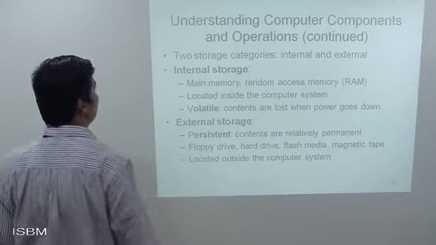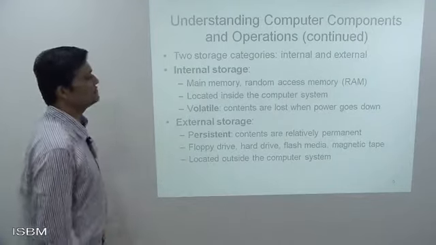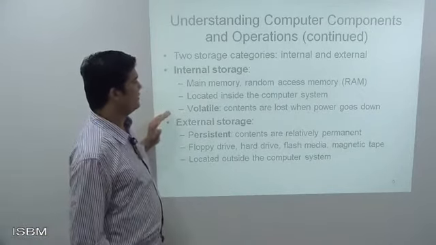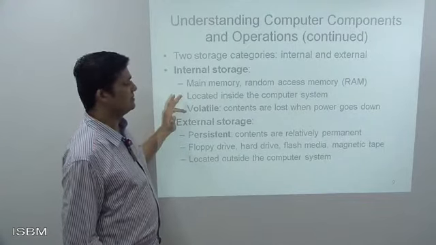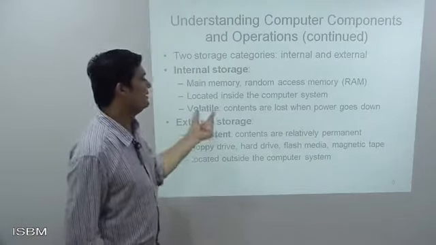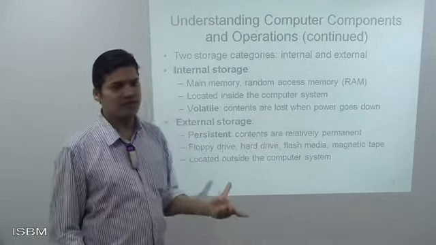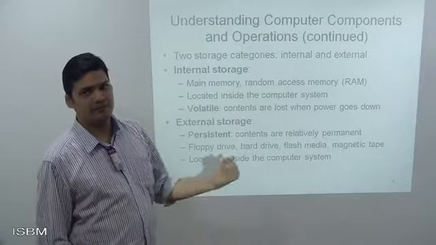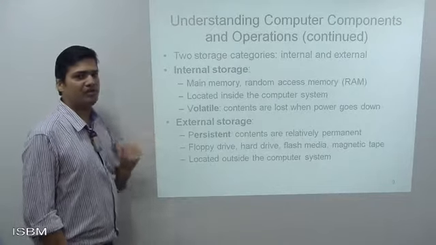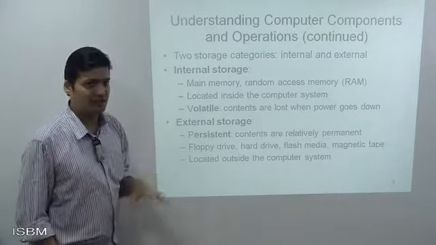So two storage categories: internal and external. Internal storage we have seen, yes, main memory. We have RAM located inside the computer system, and it is a volatile memory. Contents are lost when power goes down. Volatile in the sense that whenever you switch off the machine, RAM will be empty because there is no data available in the RAM.